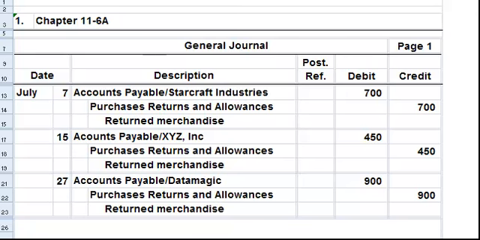So when we look at purchases, returns, and allowances, it's going to be similar to what our sales returns and allowances are, only the purchases, returns, and allowances is how we as the company are going to keep track of what we have returned to our suppliers.